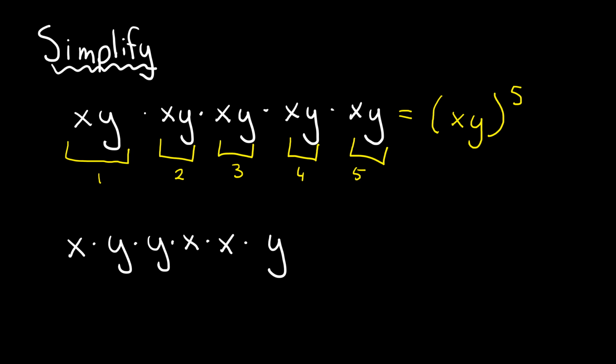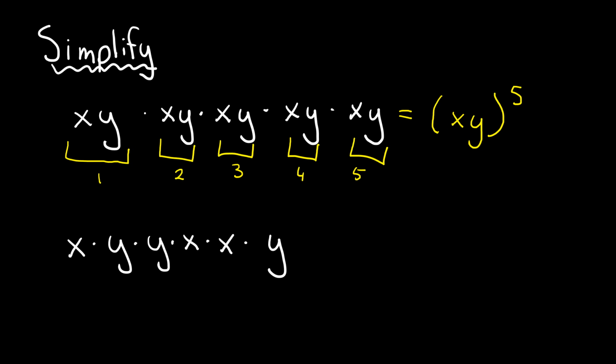Let's move on to our next example. x times y times y times x times y. In the previous video, we wrote this as x to the power 3, y to the power 3, after some rearrangement using the commutative property, in which we can switch the orders around.